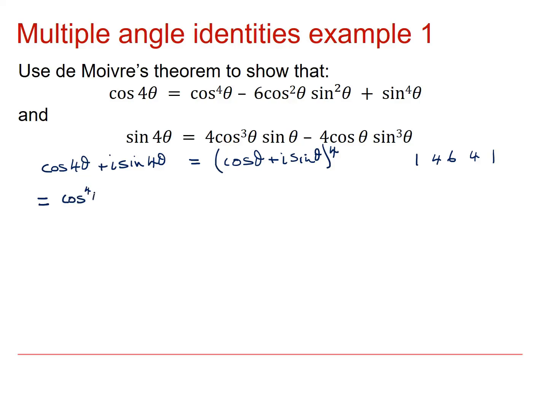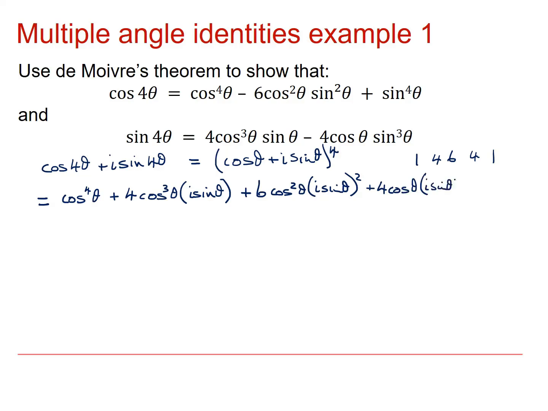cos to the power 4 theta plus 4 lots of cos cubed theta times i sine theta plus 6 lots of cos squared theta times i sine theta all squared plus 4 lots of cos theta times i sine theta all cubed plus i sine theta all to the power 4.